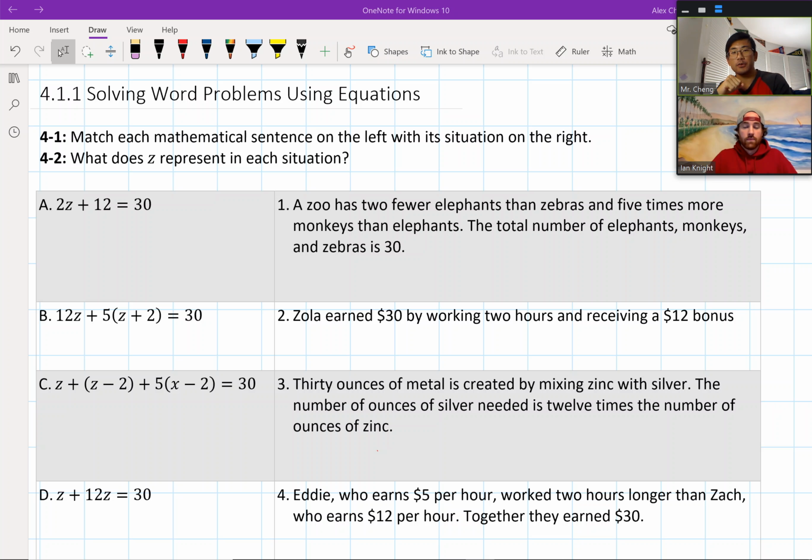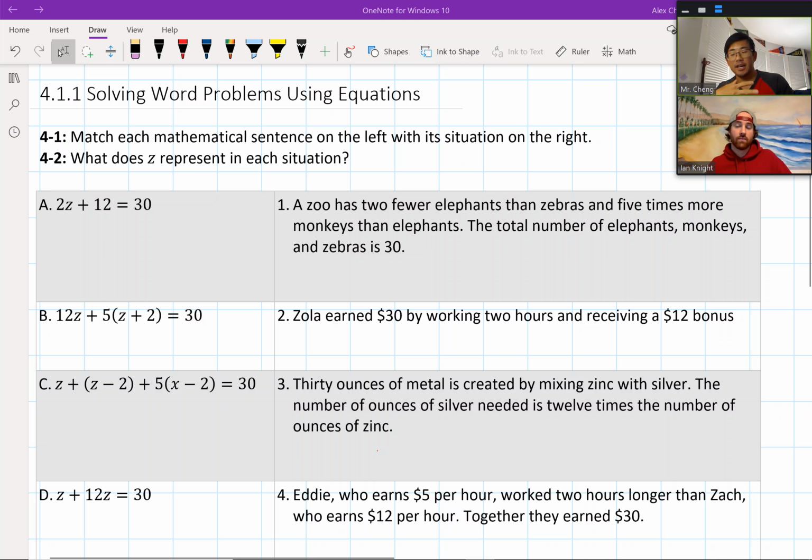So the first part of 4.1 is to take each equation here on the left column of this table and match it up with the situation it's appropriate with in the right column. And alongside that, you'll notice that in each equation, there's a variable there, z. We want to figure out what z actually represents in each of those situations. So 4 situations, 4 equations, and we've got to match them up.